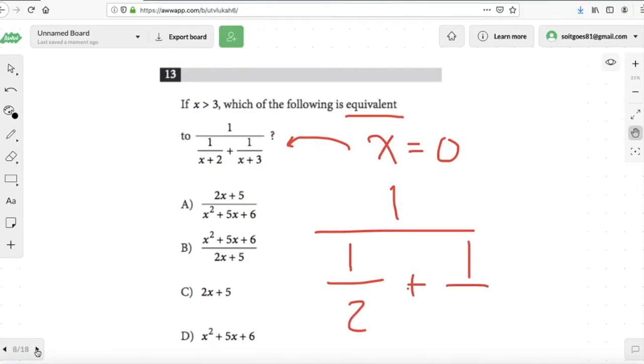Okay, so it's 1 over 1/2 plus 1/3. Does that make sense so far? That's what we get when we plug a 0 in for x into that expression of the question. Does that make sense? Mm-hmm. Okay. Now we got to talk about operations with fractions a little bit.